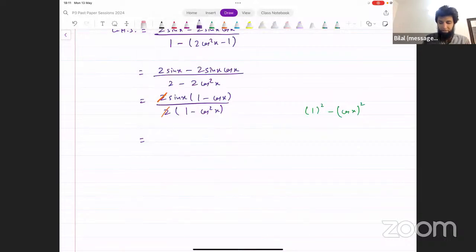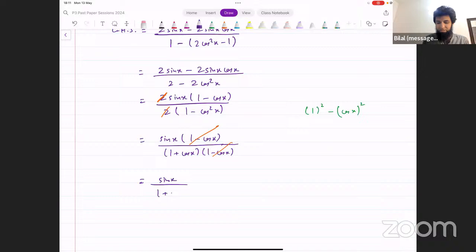So what you get from that is sine x into 1 minus cos of x. In the denominator, you have 1 plus cos x into 1 minus cos x. 1 minus cos x and 1 minus cos x, they get cancelled. And you're left with sine x over 1 plus cos x. And that's what you wanted to prove. This is the same as the right-hand side.